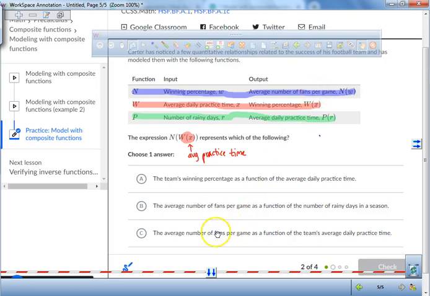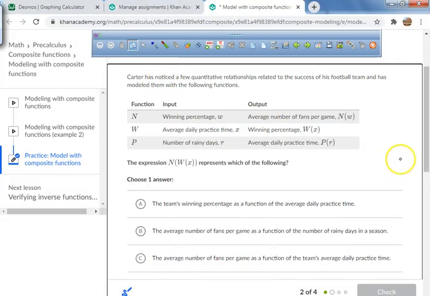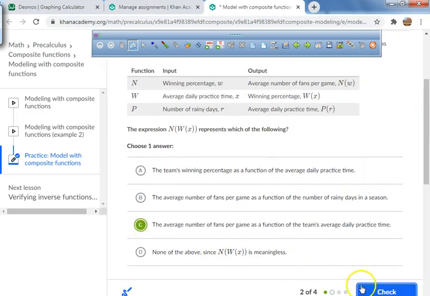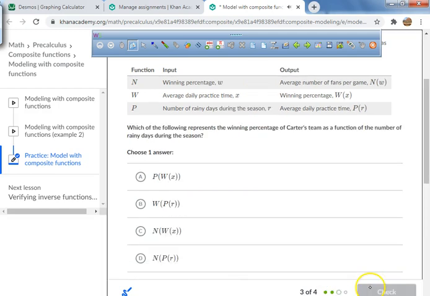All right, so the average number of fans that show up is a function of the team's average daily practice, because this is our input that leads to an output, and then the winning percentage leads to the final output. So we're saying the final output, which is the average number of fans per game, ultimately depends on the team's average daily practice time. So I'm going to choose answer choice C, if it'll let me. There we go.